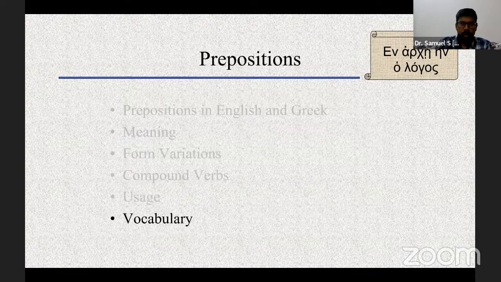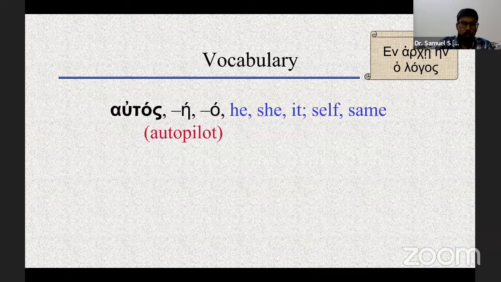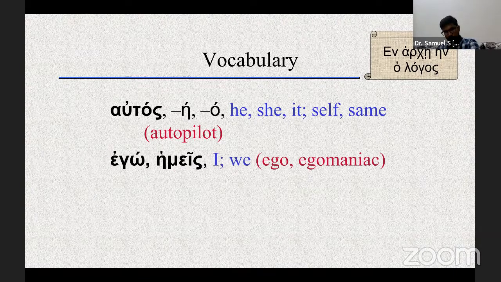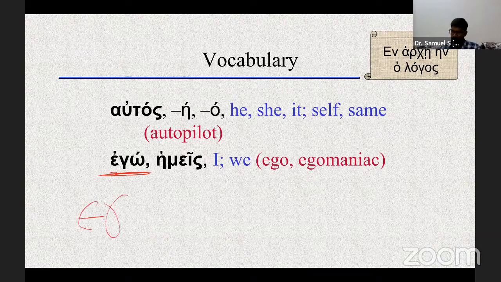Finally, vocabulary. Autos is a pronoun. He, she, it. Self, autopilot. Ego, I. Hemes, we. We saw ego already in the context of ego eimi, I am. Ego is I.